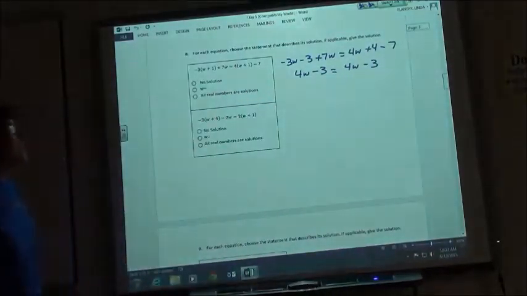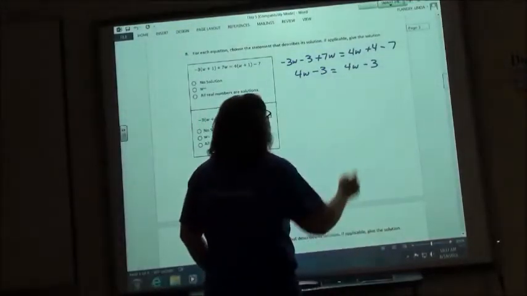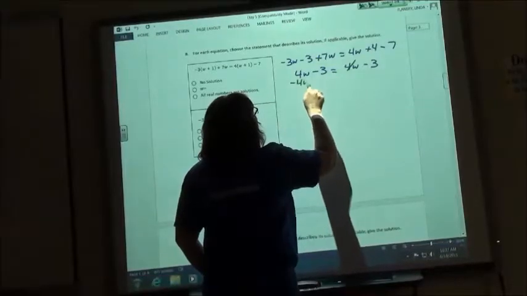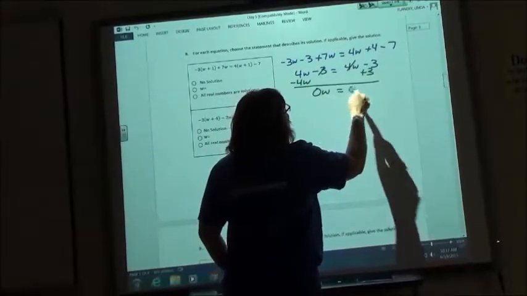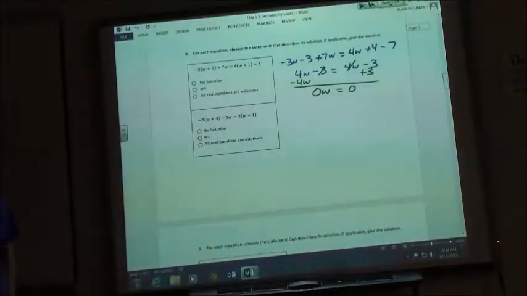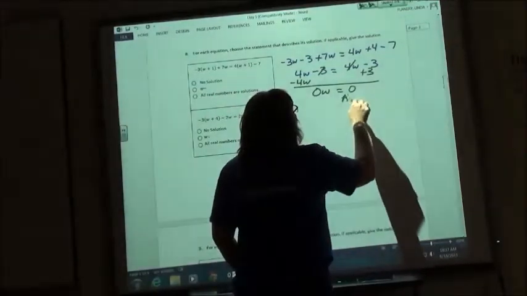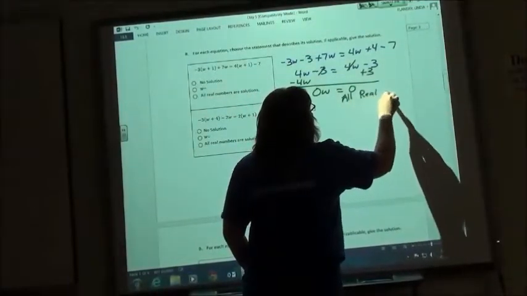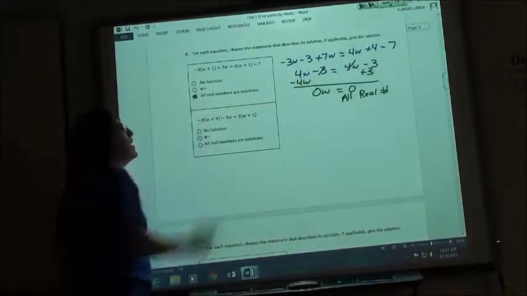Notice on this one I have the exact same thing on both sides. If I would go about solving it, I would subtract my 4w and add my 3. I get 0w equals 0. 0 times 1 is 0, 0 times 2 is 0, 0 times 15 is 0, 0 times negative 983 is still 0. So in this case, you get that all real numbers are solutions, and so we would just go ahead and mark that circle there.